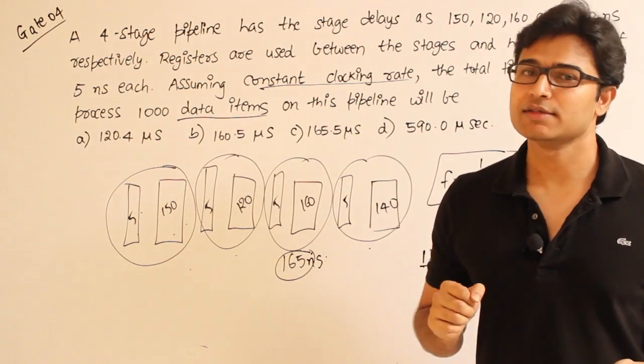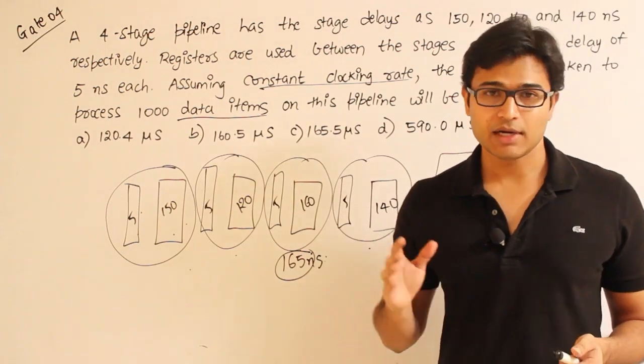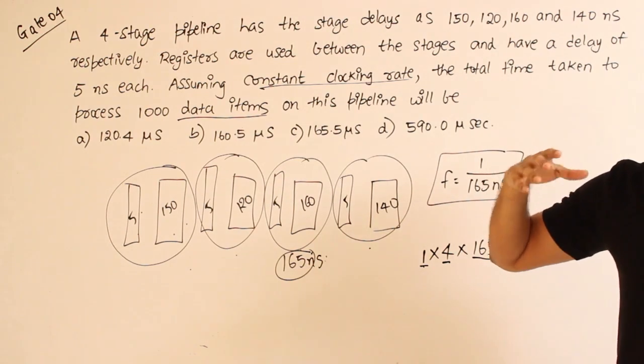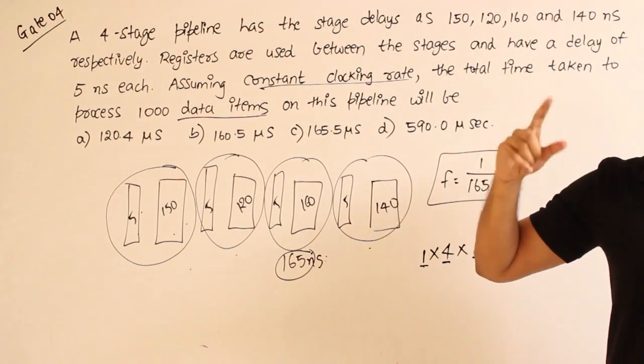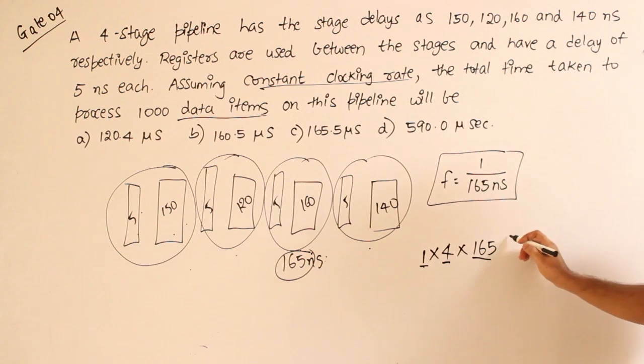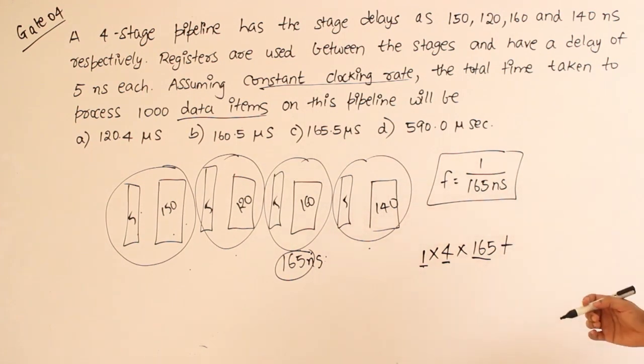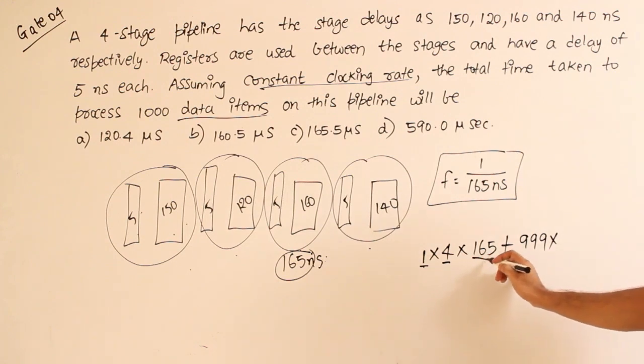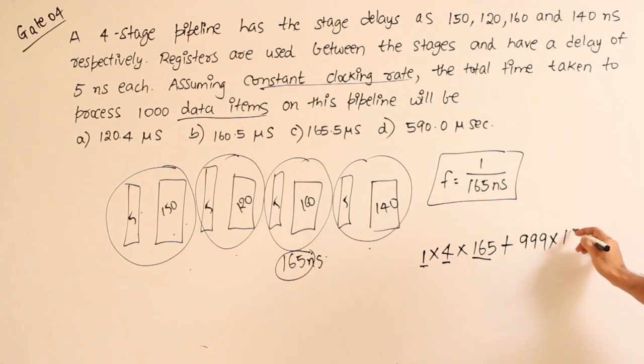Later I will show you what the reasons are and how to rectify them. But here, since nothing is given, we are assuming that for every clock after the first instruction has come out, one instruction is going to come out. Then how many instructions are remaining? Out of 1000, 999 instructions are remaining, and each instruction is going to come out in one clock, and we know that the clock period is 165 nanoseconds.